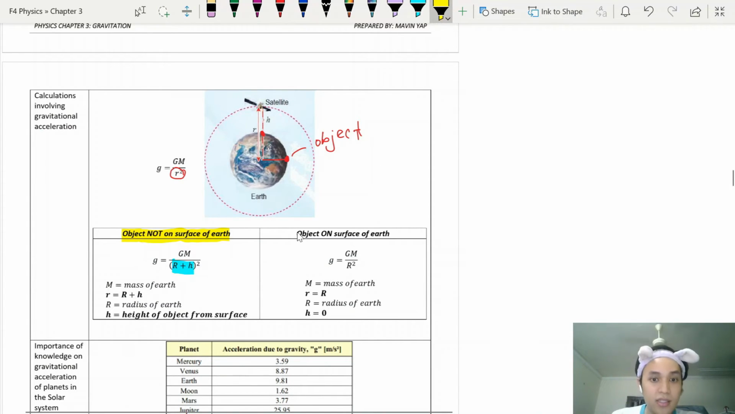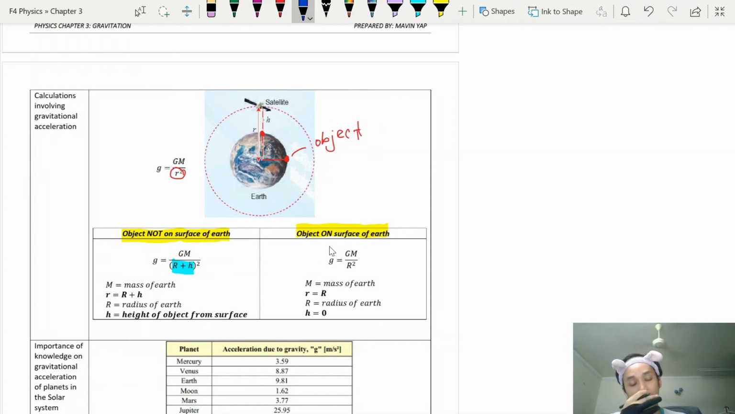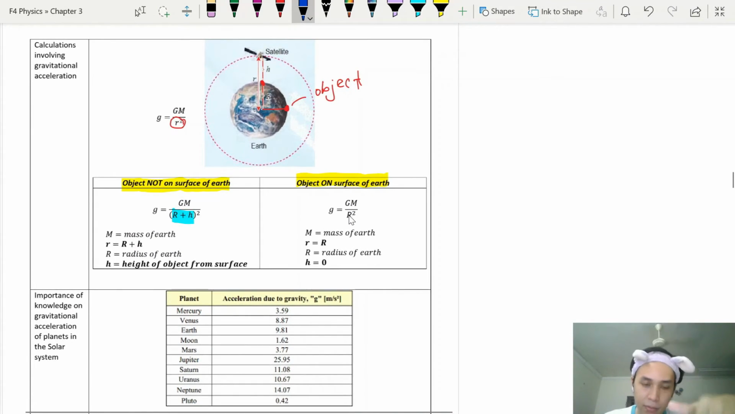Okay, so to make things simpler, when you are not on the surface, your radius or your distance must add up the radius of Earth added with the height of the object from the surface. When the object is on Earth, your distance here is equivalent to the radius of the Earth. That's it. Just know how to change your formula depending on the position of the object. Later on, at the bottom, we have a few questions that you can try.